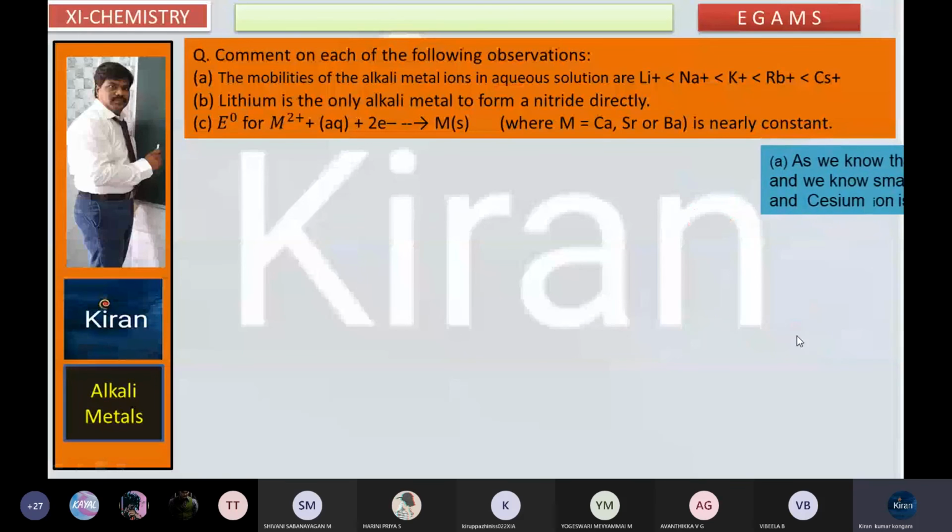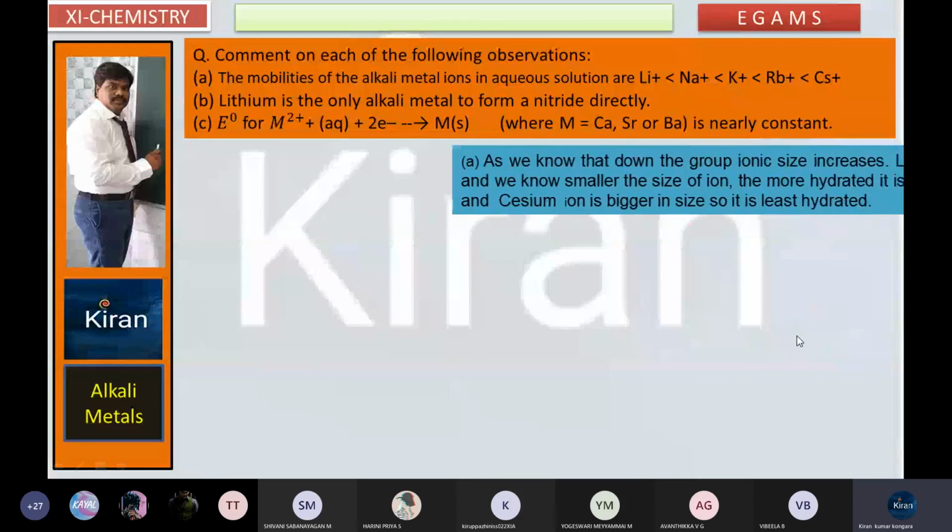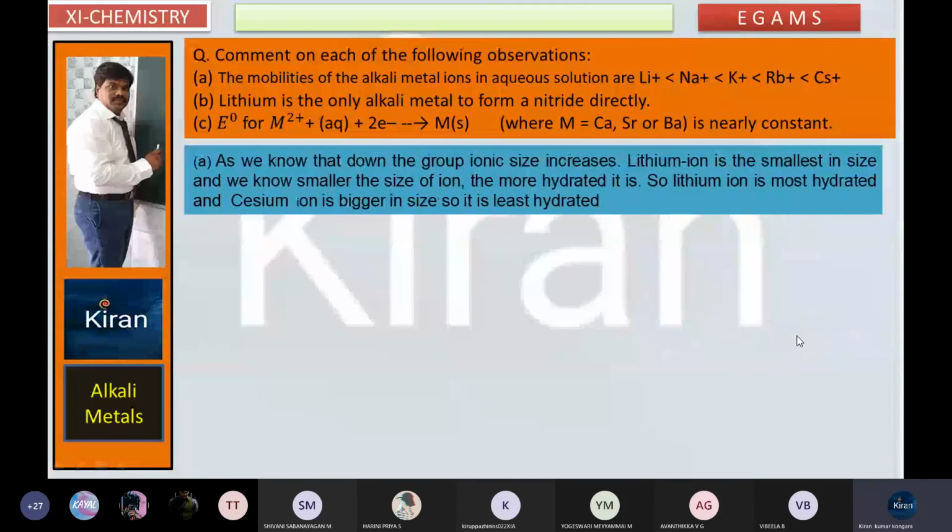See the answer. As we know, down the group, ionic size increases. Lithium ion is the smallest in size, and we know the smaller the size of the ion, the more hydrated it is. So lithium ion is most hydrated, and cesium ion is bigger in size, so it is least hydrated.